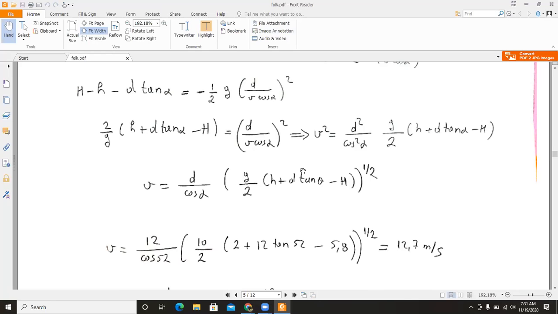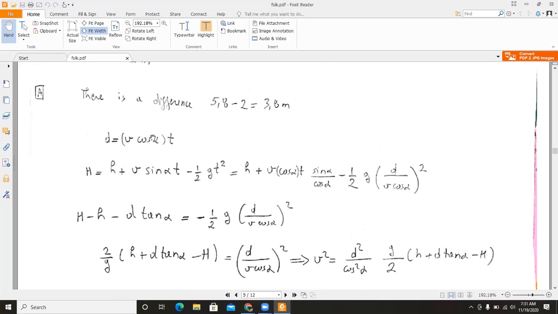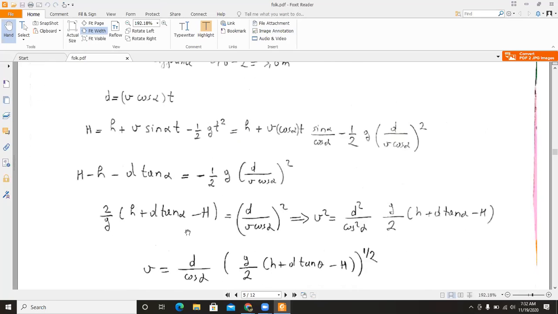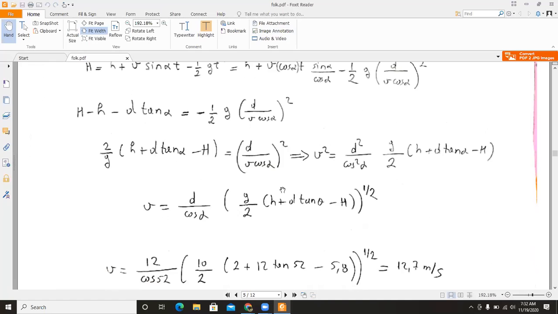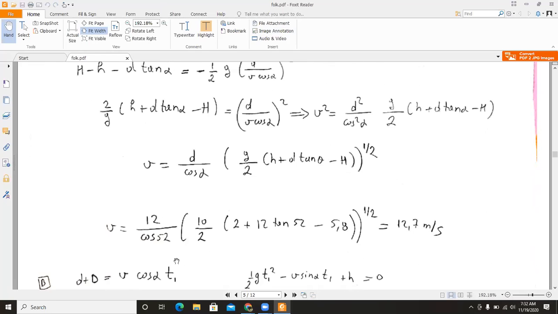I did nothing but try to find a relationship between this and this. Instead of t, you plug this expression here. And this v cosine alpha t is nothing but d itself. So I just tried to find v squared. What is this v squared? It's nothing but the initial velocity, and it's 12.7 meters per second.